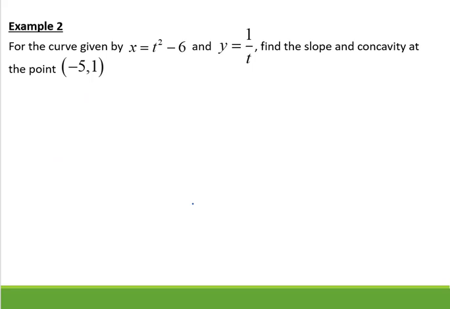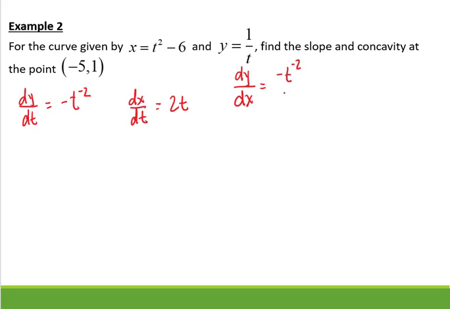For a curve given by this, find the slope and the concavity. So I need to find the derivative, and then the second derivative. I find dy/dt, and that is going to be negative t to the negative 2. I'm going to find dx/dt, and that is 2t. So dy/dx is negative t to the negative 2 over 2t, which simplifies to this.